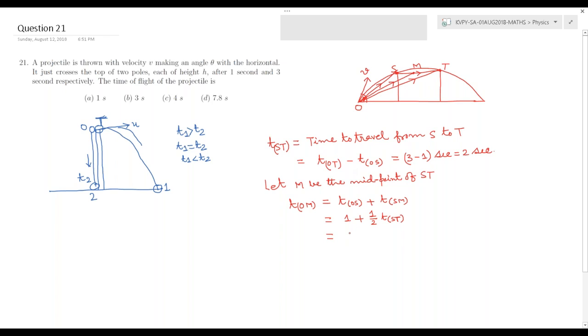TOM is equal to (1 + 3)/2, because TST is 2. So that is equal to 2 seconds. Now, the time traveled from O to M is equal to the time traveled from M to the end of the projectile. Let's consider this end to be D, the destination. So the total time taken, TOD, is equal to 2 times TOM, because the horizontal velocity remains uniform. So that is equal to 2 into 2, that is 4 seconds. And we get the correct option as C.